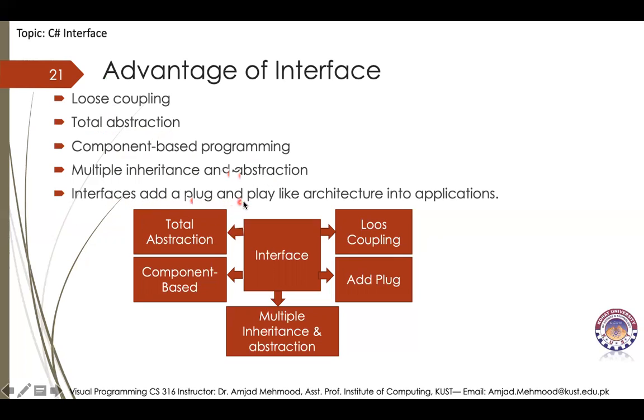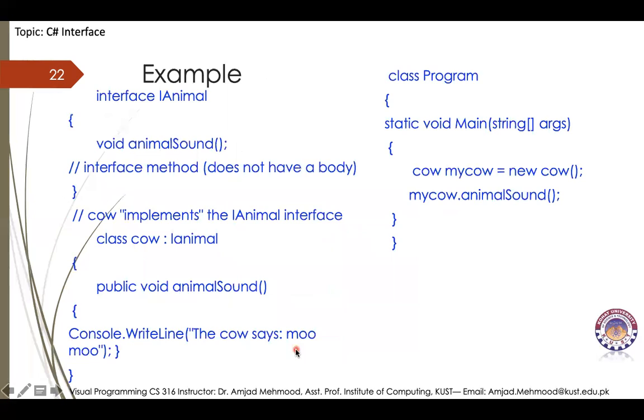Interfaces add a plug and play like architecture into the application. Here you can see that these are the advantages: if you have interfaces, you have loose coupling, you can add plugins or additional components, and you have total abstraction, component-based programming, multiple inheritance and abstraction.